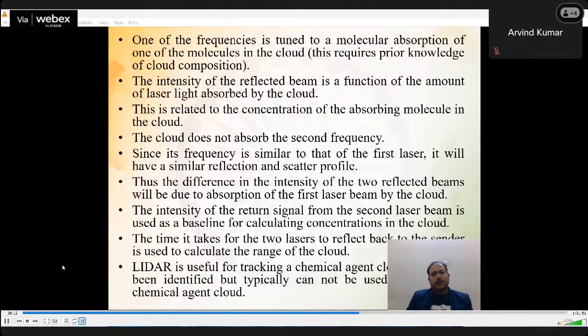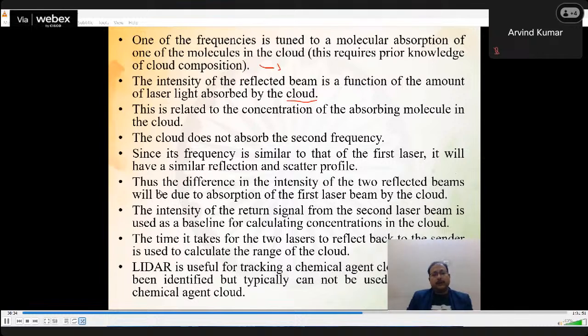One of the frequencies is tuned to a molecular absorption of one of the molecules in the cloud. This requires prior knowledge of the cloud composition. So already, as I said, set protocols and set data are there. The intensity of the reflected beam is a function of the amount of laser light absorbed by the cloud. This is related to the concentration of the absorbing molecule in the cloud.